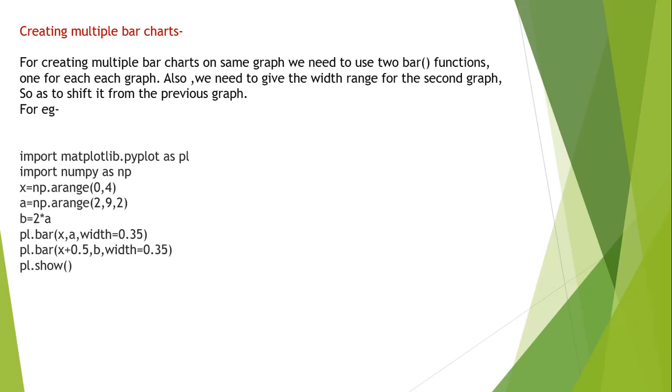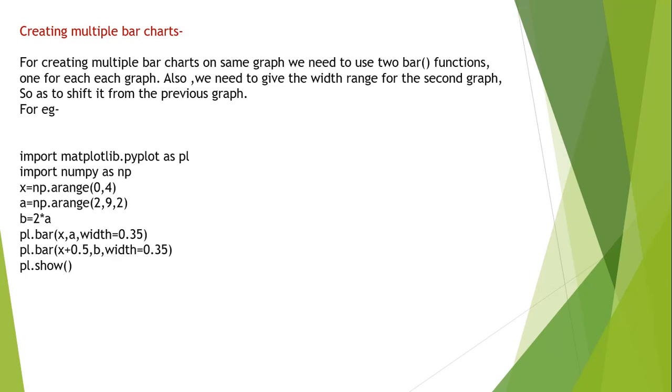Here we have an example: import matplotlib.pyplot as pl, import numpy as np, x is equals to np.arange(0, 4), a is equals to np.arange(2, 9, 2). Now you know why we are using the arange function. Arange is used for giving sequential values to the array. So the values of x will be 0, 1, 2 and 3. And a is np.arange(2, 9, 2), so it will start from 2 and the step is 2, so we skip one value. So it will be 2, 4, 6, 8.